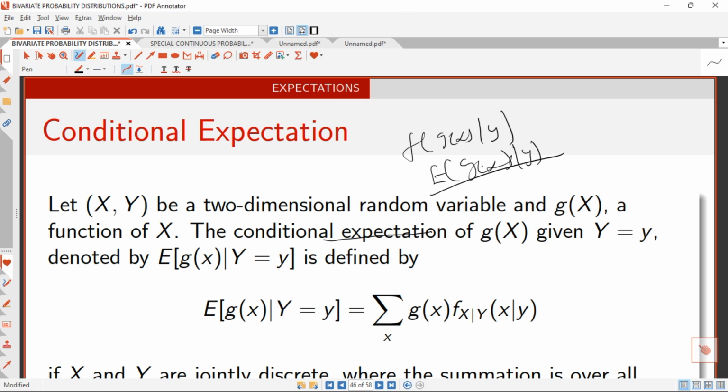That's the conditional expectation of X given Y. So that's the reason why I said the conditional expectation of g(x) given Y can be denoted by this one. So this is what it can be denoted by, okay? And it's defined by, right?